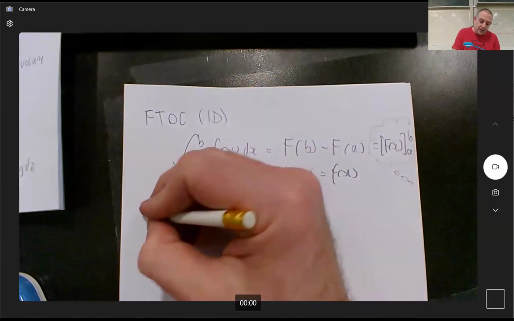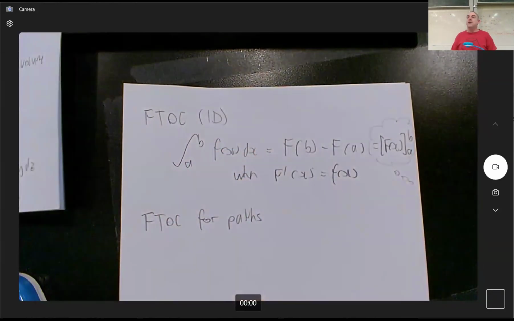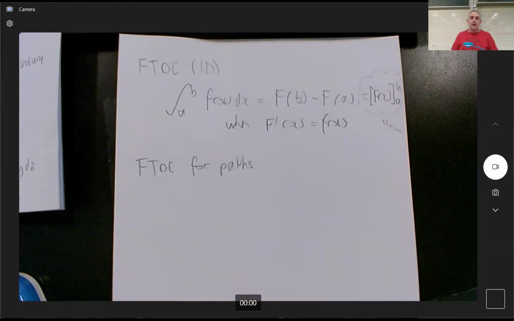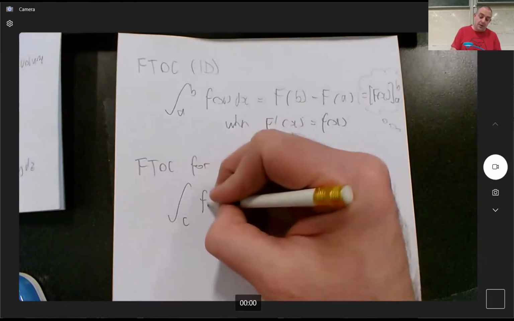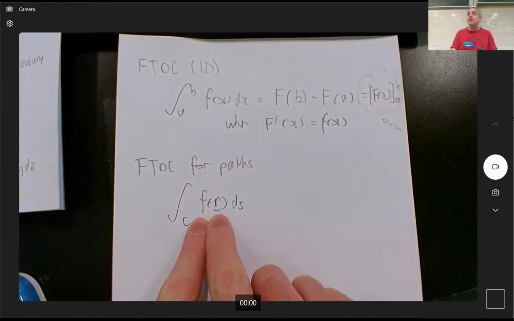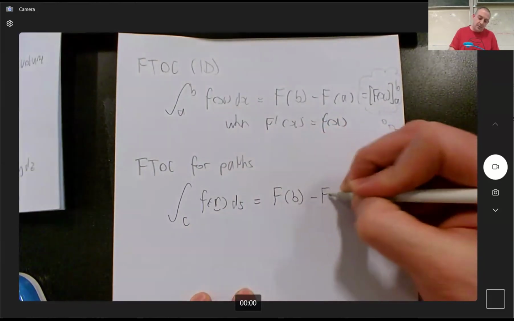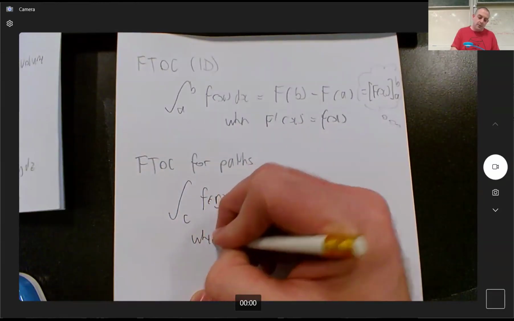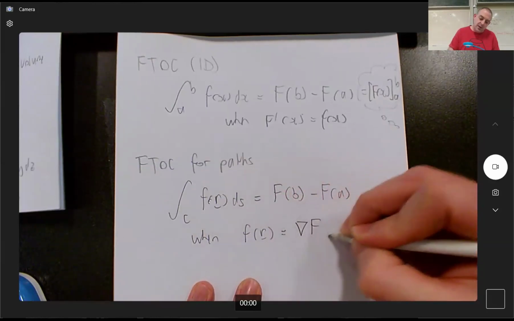Then there is the fundamental theorem of calculus for paths, also known as the fundamental theorem of calculus for curves. Curves and paths are the same thing. And the fundamental theorem of calculus for paths can be written in 2 ways. This is how I prefer to write it. The integral along a path of f of r ds. So that's a scalar function, is capital F of b minus capital F of a when little f of r is the gradient of big F of r.